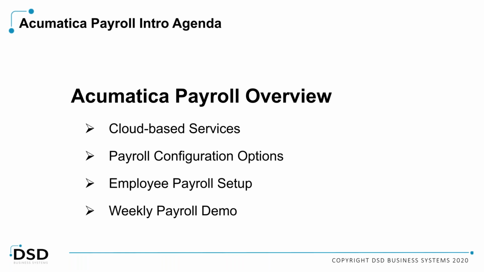Today, I'd like to break this discussion down into the first thing, some cloud-based services that the payroll module integrates with. Then we'll do a quick review of the payroll configuration options. Then we'll take a look at how an employee's payroll is set up. And then we'll demonstrate the weekly payroll process, which consists of 4 steps: creating a batch, calculating earnings, deductions, and taxes. And then we process the checks and direct deposit. And then we release or post the payroll to the general ledger.